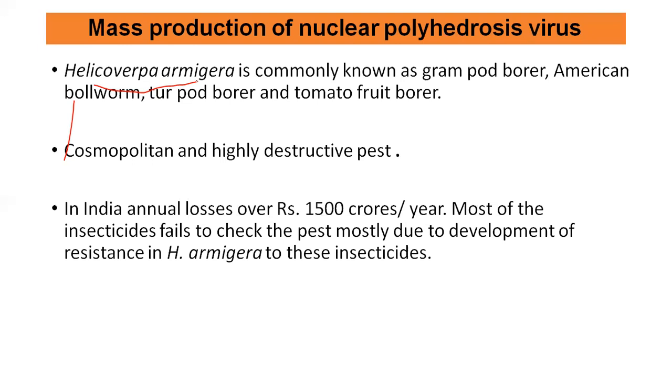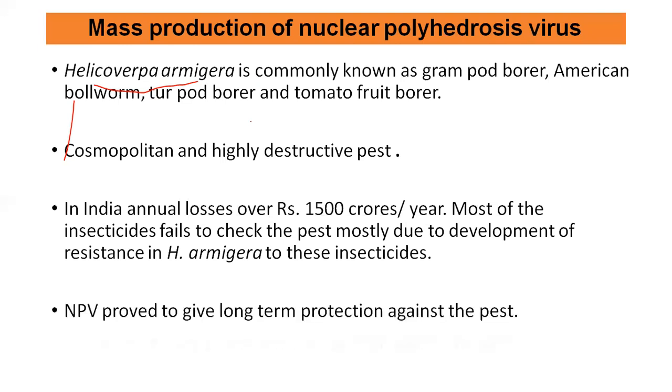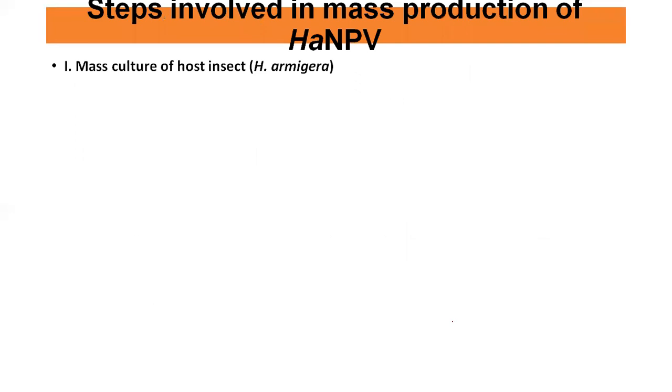That's because of the development of resistance in Helicoverpa armigera to many chemical pesticides. So using only chemicals is not the solution, and that is why NPV is required. It is proved that if farmers want long term prevention or protection against this pest, only HNPV is the best solution to minimize and control it. So let's see in detail the procedure, the different steps involved in the mass production of HNPV. Firstly, it requires mass culture of the host insect Helicoverpa armigera.